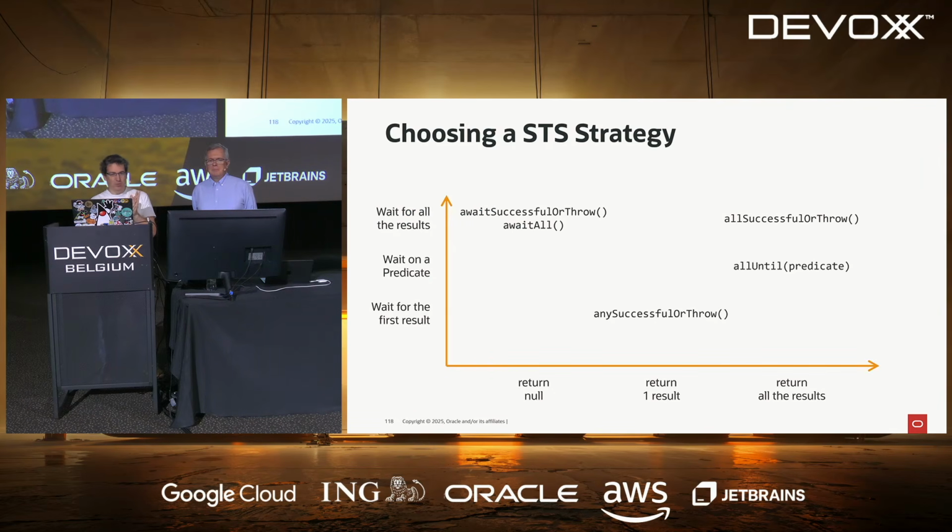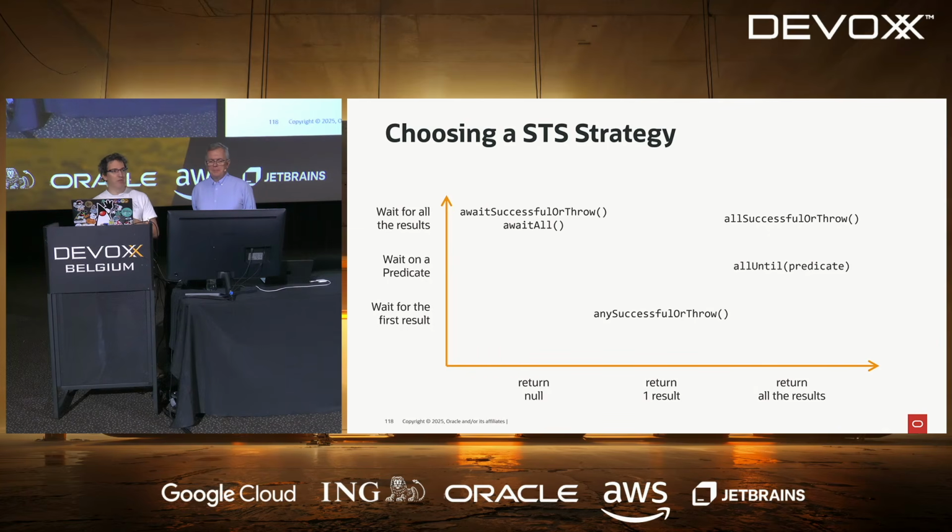So we tried to put them in a kind of way to see the things. With a joiner, you can do two things. The first one is the condition on the wait. Do you wait for all the results? Do you wait on a predicate? Or do you wait on the first result? That's the first axis. The second one is what you return. Do you return always null, one result, or a stream of all results?